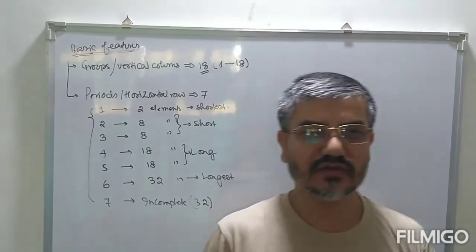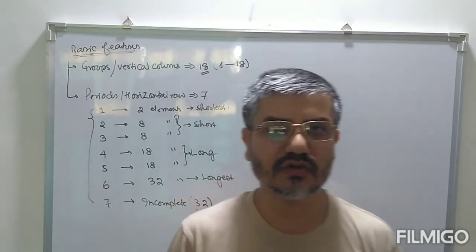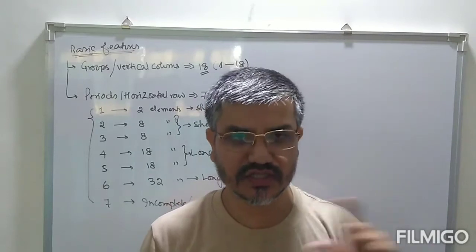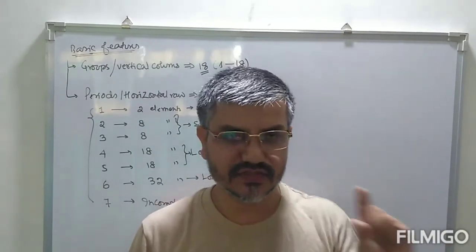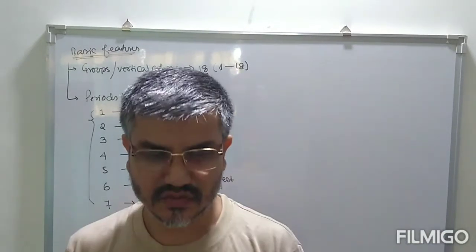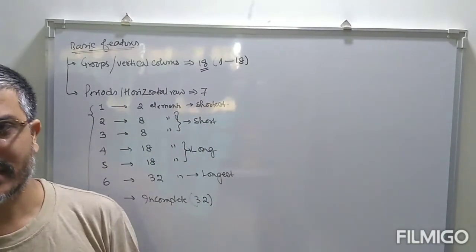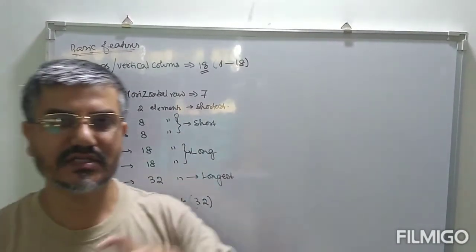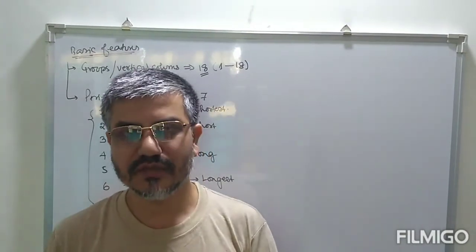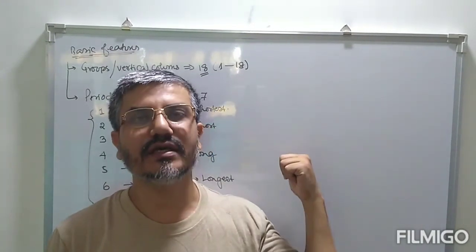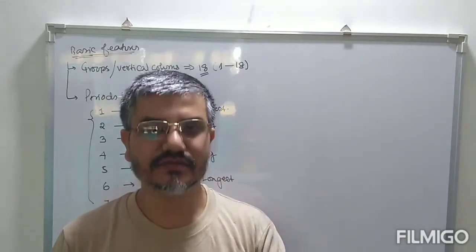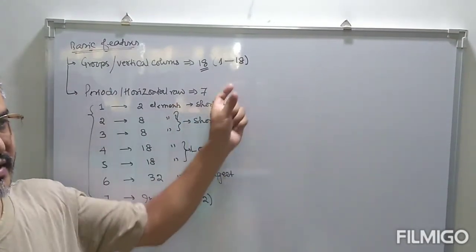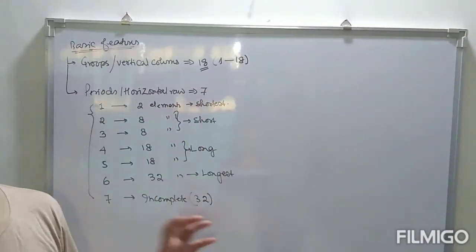Another disadvantage of the modern periodic table is this: below the main table there are two separate rows, each containing 14 elements. The first row is known as lanthanides, the second row as actinides. These 28 elements of lanthanides and actinides cannot be accommodated in the main periodic table. They are always placed below the main table. So again, this is a disadvantage both in Mendeleev's and the modern periodic table.